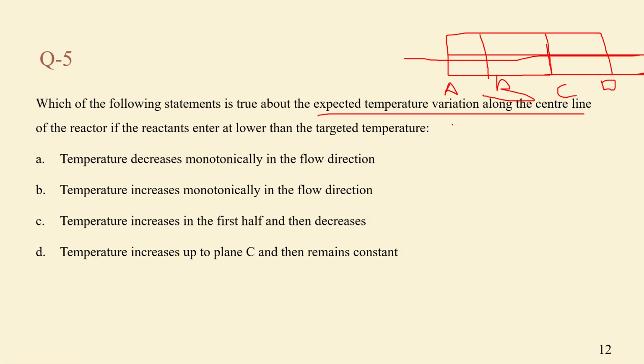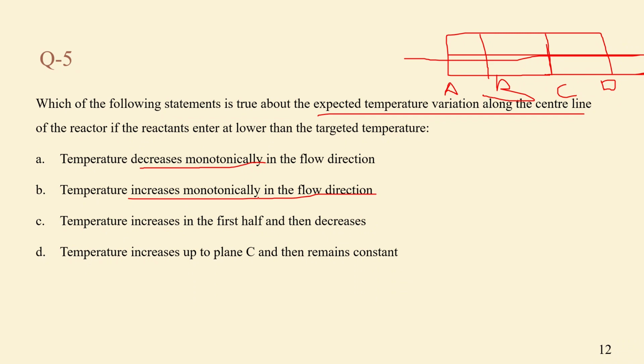So if it enters at a lower temperature, then in the region between B and C, it is an exothermic reaction, so it gives out heat and the temperature rises, and after C it remains constant. So the first option, that it decreases monotonically in the flow direction, is false, because it is an exothermic reaction. There is no chance for a decrease. And it increases monotonically in the flow direction.